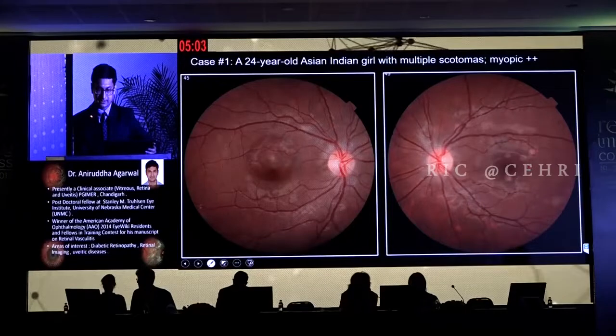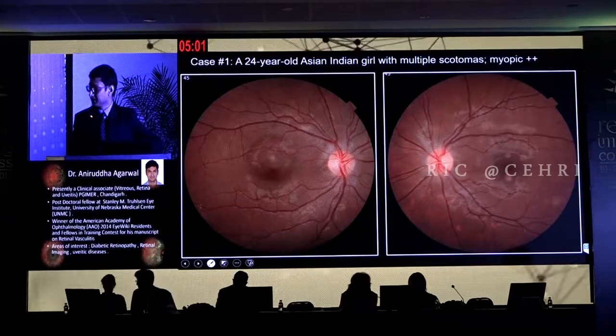So let's directly jump to our case one, which is a 24-year-old Asian Indian girl. And she complains of multiple scotomas, and she's myopic. And if you look carefully, you have lesions here in the right eye, right in the center, and you have multiple lesions here in the perifoveal area in the left eye.